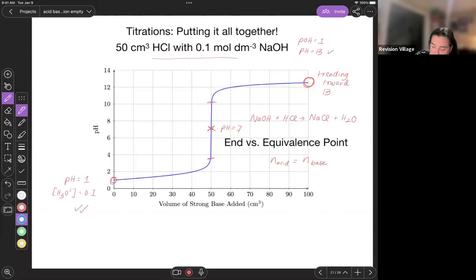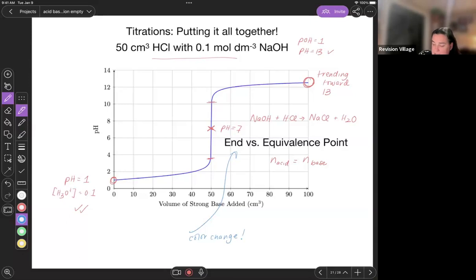The endpoint is a little bit different. The endpoint when you're titrating is when you see a color change. So that's when you stop a titration. You try to set it up such that the color change occurs where the equivalence point is. So you would choose an indicator that changed color really anywhere between 4 and 10 for this, but ideally pretty close to 7. So that is a strong acid, strong base titration.